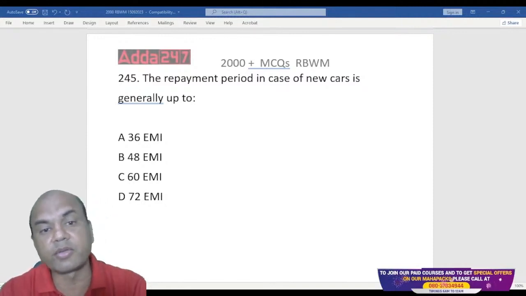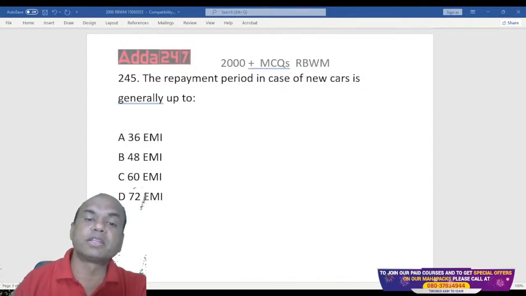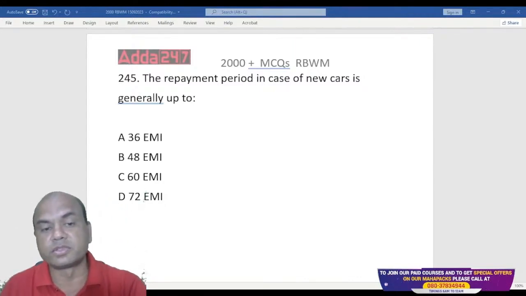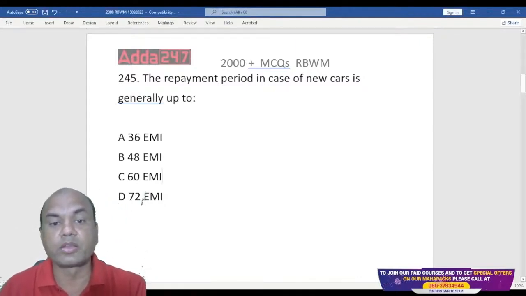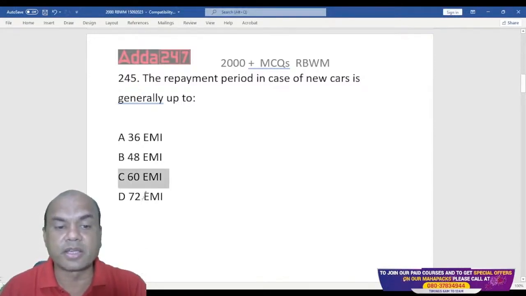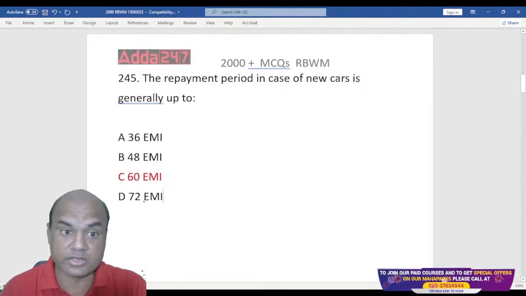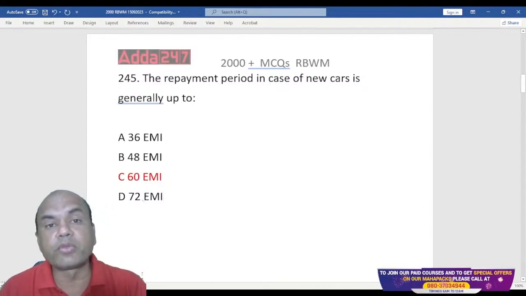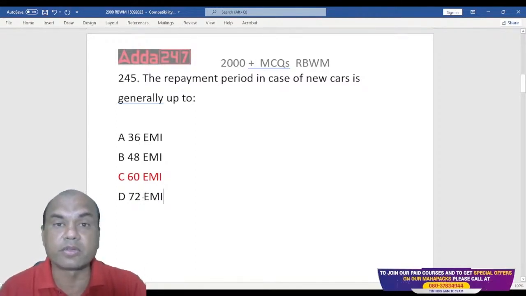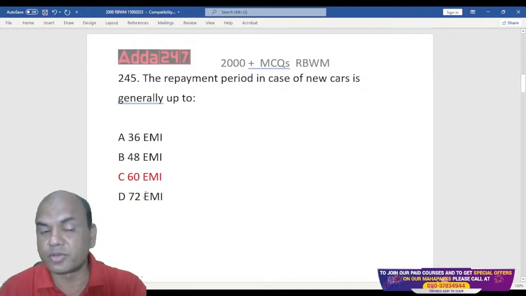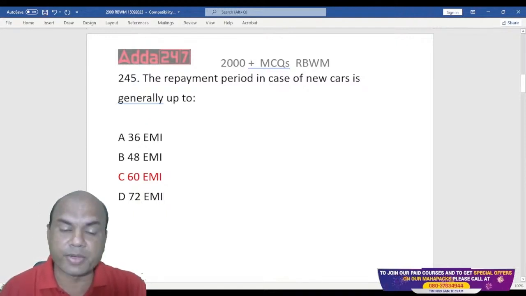Have you got it, everyone? What is the answer? New car loans are 60 EMI, correct? 5 years. New car loans are always 5 years. Now, many of you get confused about vehicle loans. Which vehicles are we talking about? We are talking about two-wheelers and cars, but not commercial vehicles. Suppose a truck loan, that is not considered a vehicle loan; that is a commercial vehicle. So vehicle loan is separate. Got it?